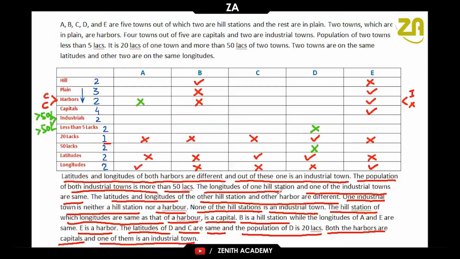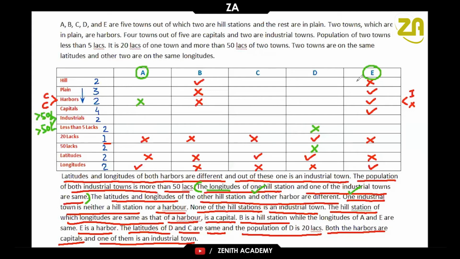The longitude of one hill station and one of the industrial towns are the same. Correct? Look here, the longitude of one hill station and one of the industrial towns are the same. And you know, only town A and town E longitudes are the same. It means between A and E, one is a hill station and the other one is an industrial town. Correct?